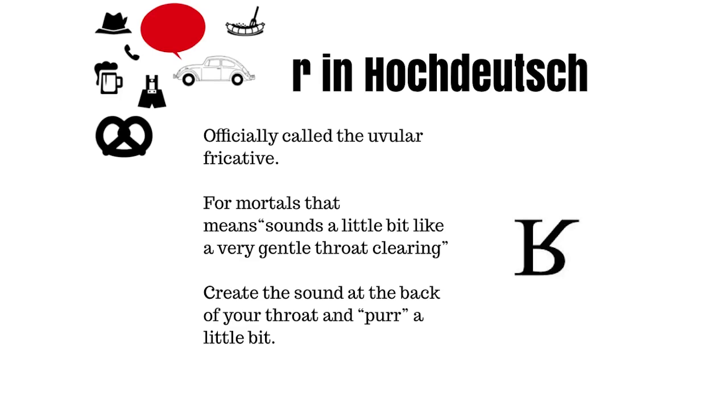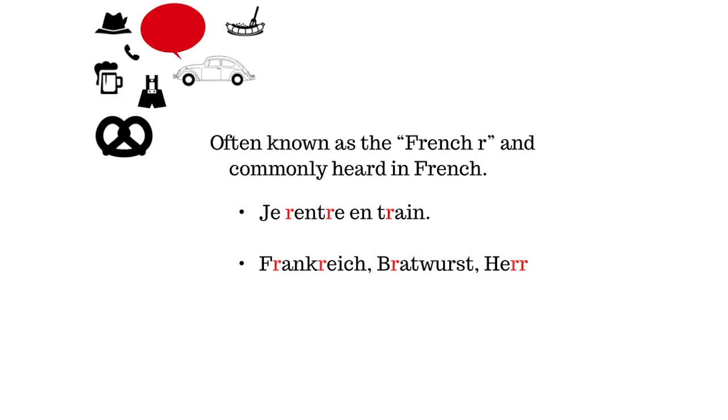And the easiest way I can explain to you how to produce this R sound is to create the sound really far at the back of your throat. Don't voice it, so don't go ooh, just go and purr a little bit. Think of a cat when it purrs. That sound is very close to the sound you're going to make. And in the International Phonetic Alphabet, if you are looking for it in your dictionary, it's usually represented by an upside down R. So that's convenient. Let's have a look at it in a little bit more detail.